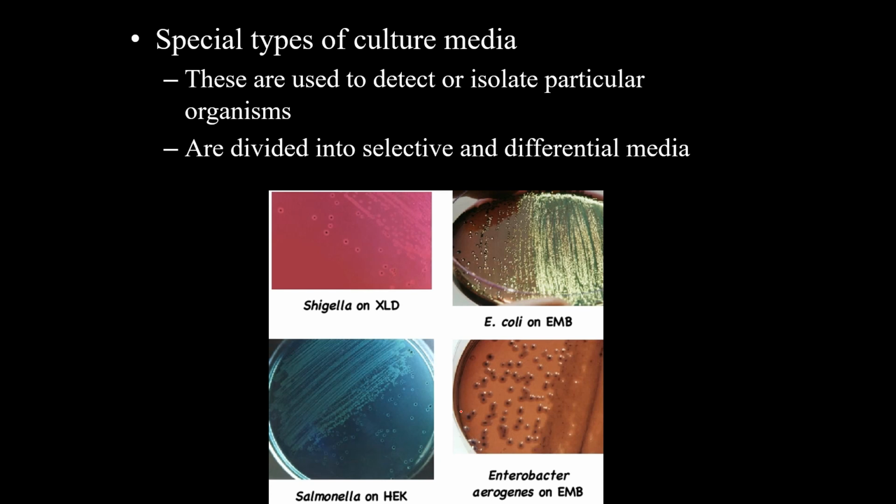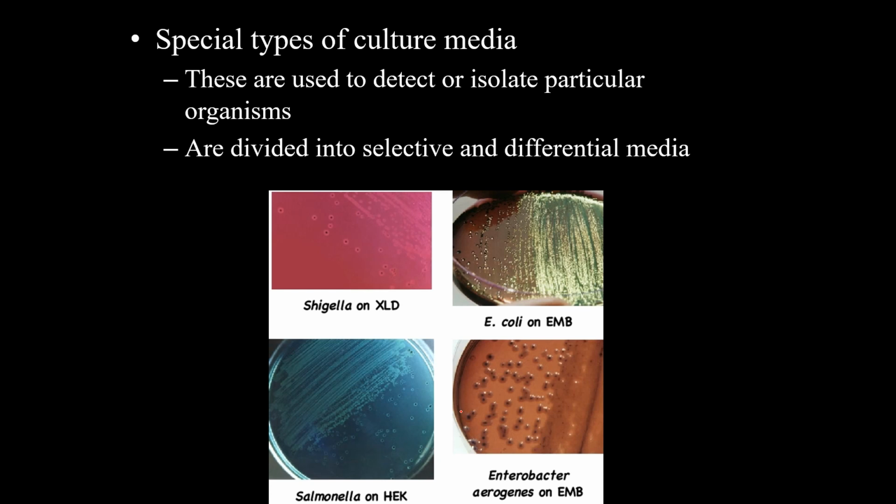Next, what is a selective medium? It's a medium that essentially selects for some species to grow, but kills off other species. So it's a way for you to isolate a particular species. Why would it be used? Because it makes it easier to isolate a species.